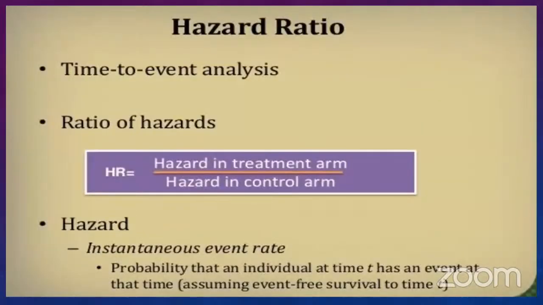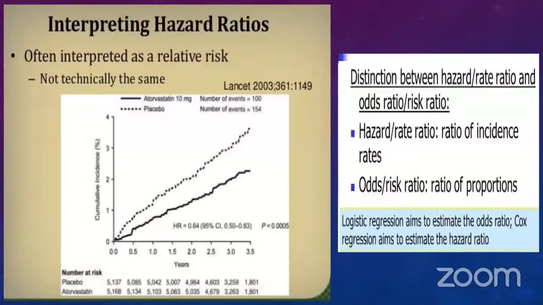So now from an RCT, we'll get a hazard ratio. So hazard ratio is time. Sorry, hazard ratio is the hazard in the treatment arm versus the control arm. It is the probability that an individual at time t has an event at that time. So I'll just explain it again.